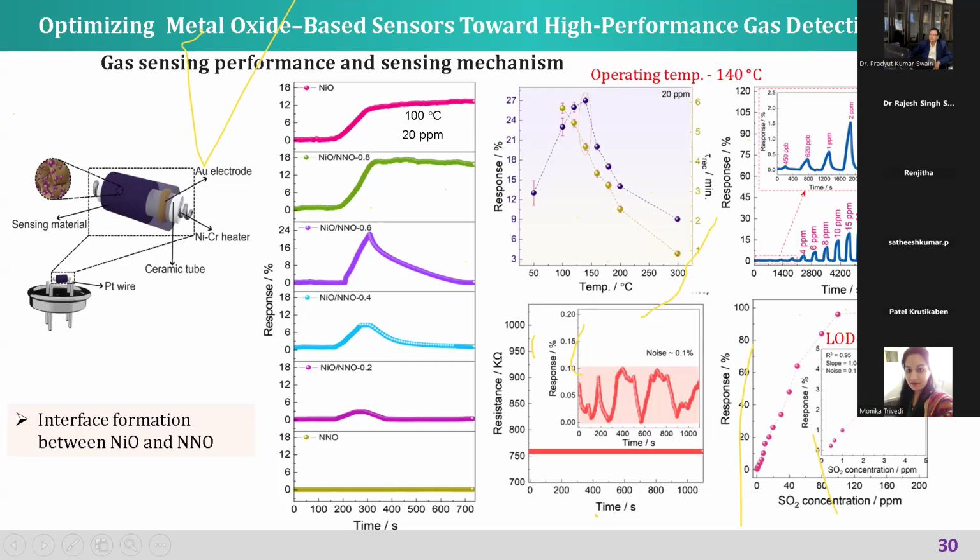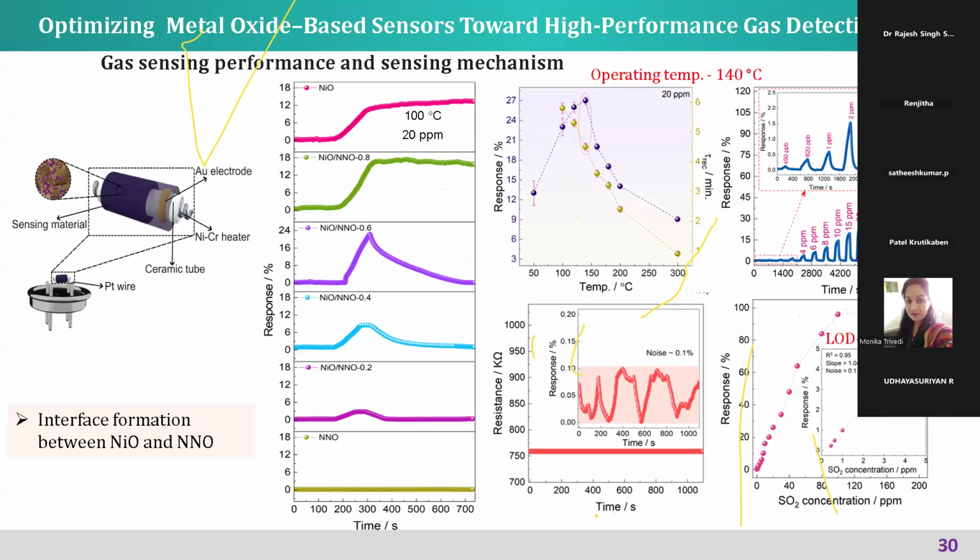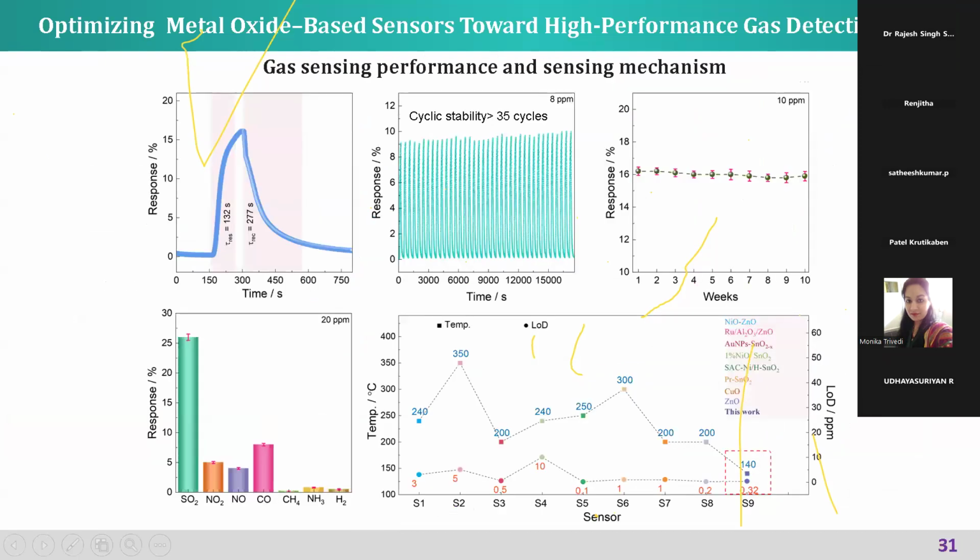Another important thing, as I told you, is that this sensor's operation needs heating. So we studied the sensor at different temperatures and optimized it. We found that around 140 to 150 degrees centigrade, the sensor has an optimum response, that is the highest response possible. At that temperature, we have done the other calculations. All the gas analysis was done at 140 degrees centigrade. Again, we do a noise study, lowest limit of detection studies, and response and recovery times.